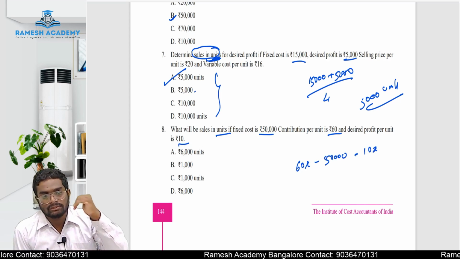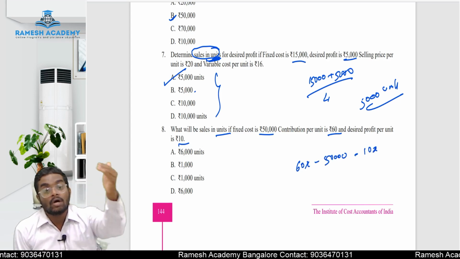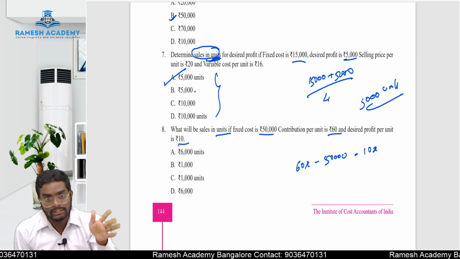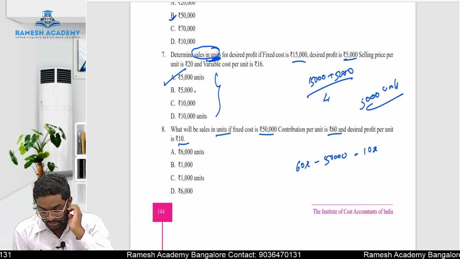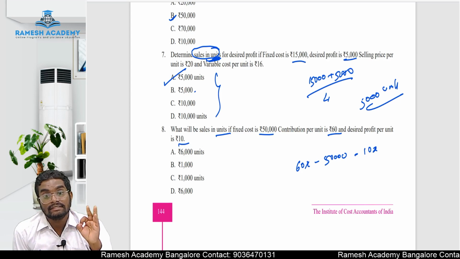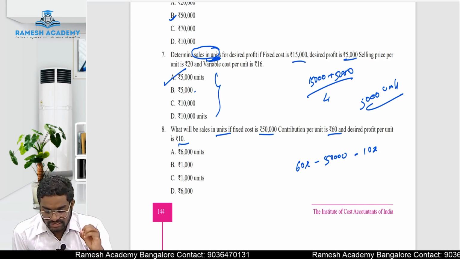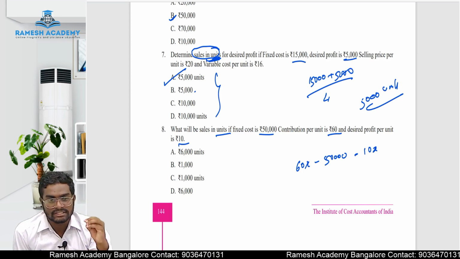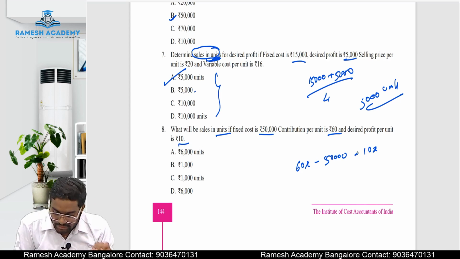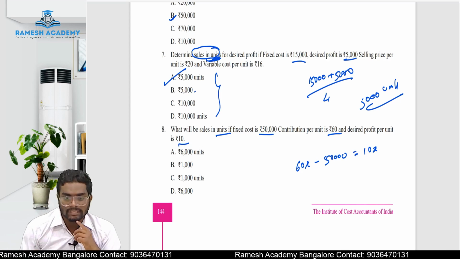60x we understood, no? 60x is nothing but the contribution. Contribution minus the fixed cost will give you the profit or loss if it is a loss. In this case, they are telling that it is profit. So that's the reason I am deducting 50,000 from 60x. That is the contribution. I will be getting the profit. Now solve this equation, you will get the answer.